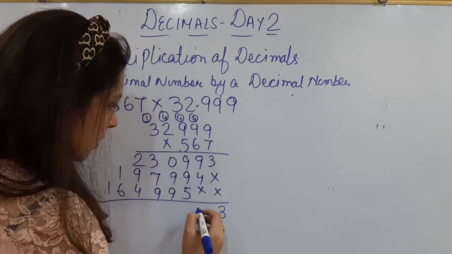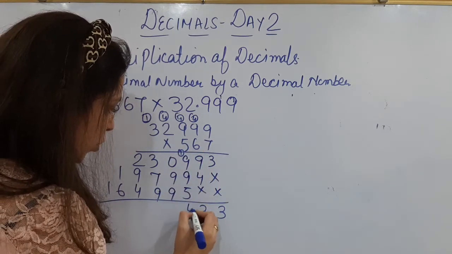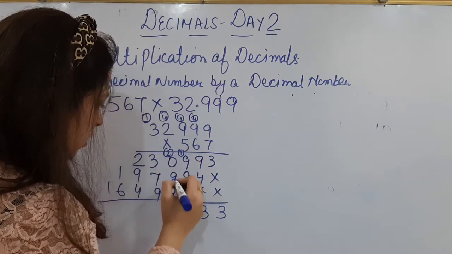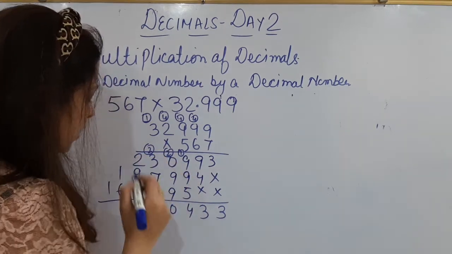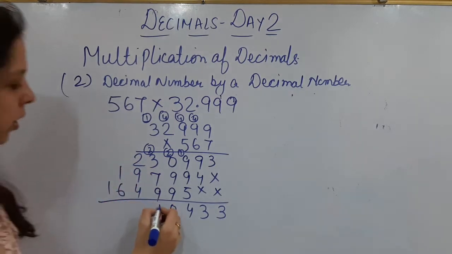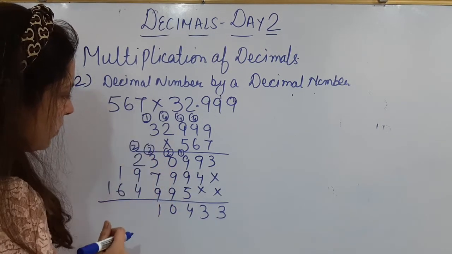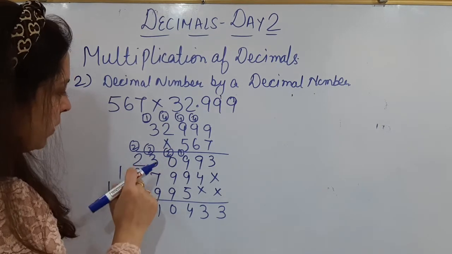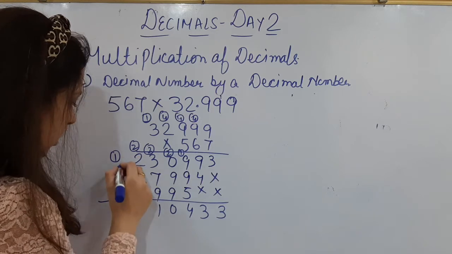Now add all this. 13. 9 plus 1 is 10, 19 and 24. 9 plus 9 is 18. 18 plus 2 is 20. 7 plus 3 is 10, 19, 20, 21. 4 plus 2 is 6. 6 plus 2 is 8. 8 plus 9 is 17. 6, 1, 6, 7, 8.